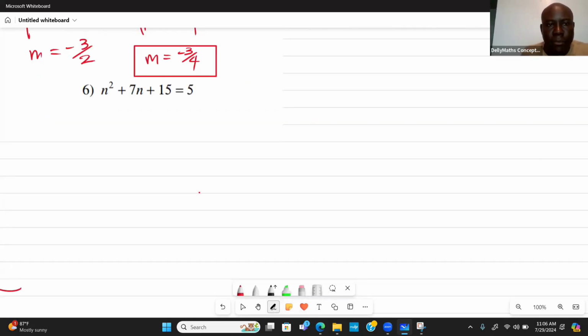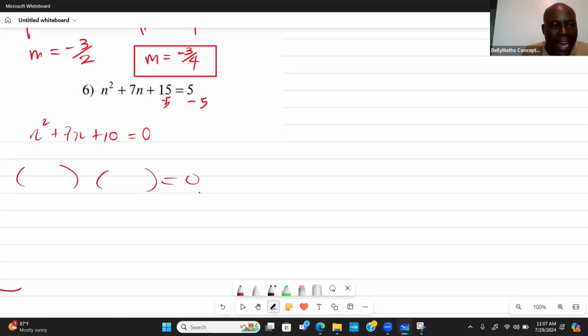What we're going to do is make sure that everything is equal to 0. So I have to subtract 5 from both sides. So basically, I'm looking at n squared plus 7n, and then this becomes positive 10, and this is equal to 0. A very quick factorization here is that what we'll have is n plus 5 and n plus 2. Those are the two factors that would have satisfied this, right?